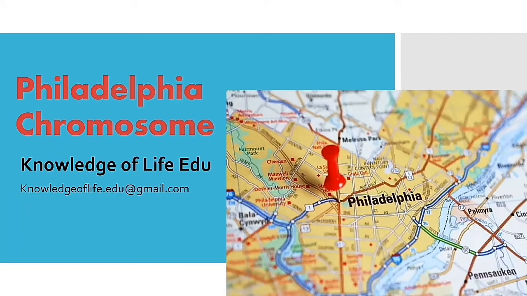Today in this video we will discuss the Philadelphia chromosome, which is a kind of chromosomal disorder taking place due to the reciprocal translocation of human chromosomes 9 and 22, and as a result there is formation of chronic myelogenic leukemia. In this video we will discuss the treatment and diagnosis of chronic myelogenic leukemia and the molecular mechanism involved in the formation of the Philadelphia chromosome. So now let's start.